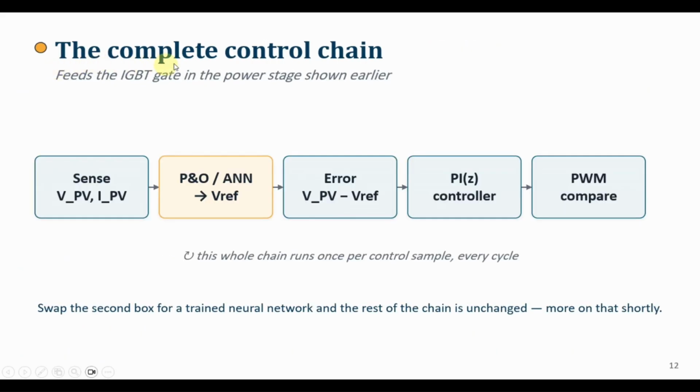This diagram summarizes the complete control loop. Voltage and current are measured from the PV array. The MPPT algorithm computes the optimal reference voltage. The PI controller converts the voltage error into a duty cycle. Finally, the PWM generator produces the gate signal for the converter switch. Notice that the entire chain repeats continuously throughout the simulation.